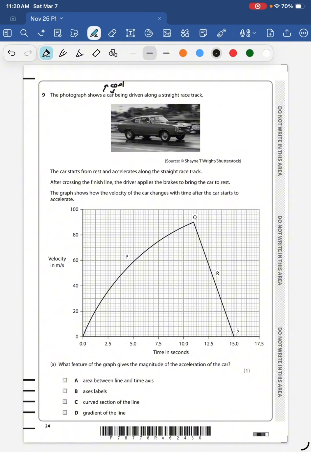What feature of the graph gives the magnitude of the acceleration of the car? Since you're given velocity with respect to time, it's the gradient of the line. The area between the line and the time axis is v times t, which is distance. How do I know that? Because velocity is given in meters per second, and if I multiply by seconds, I am left with meters, so that's a distance.